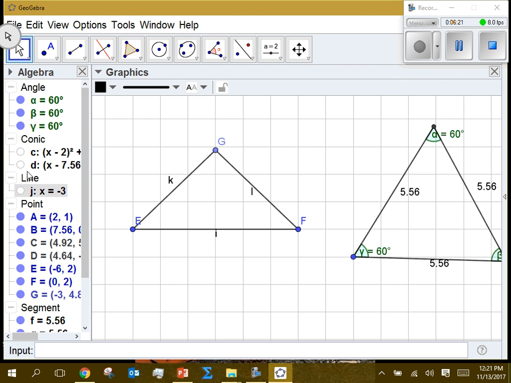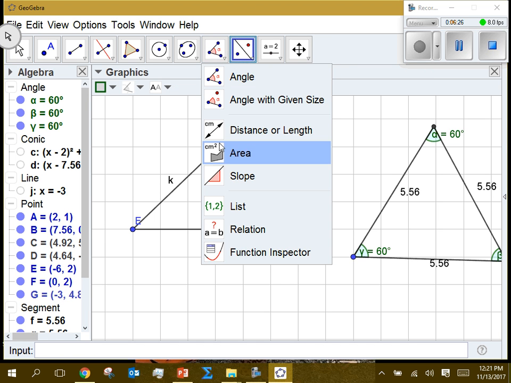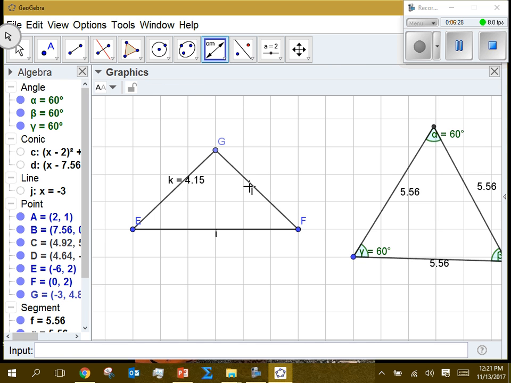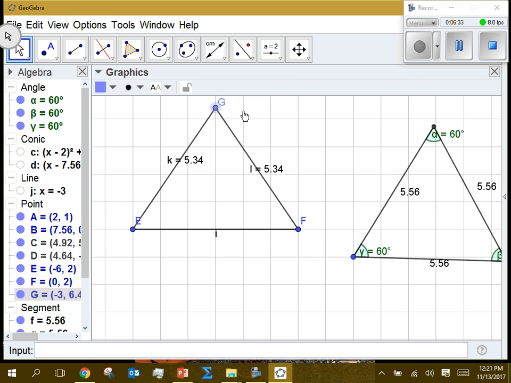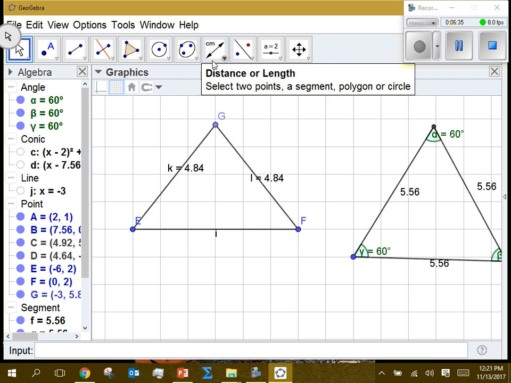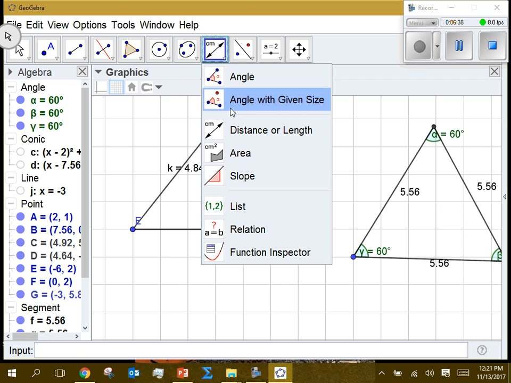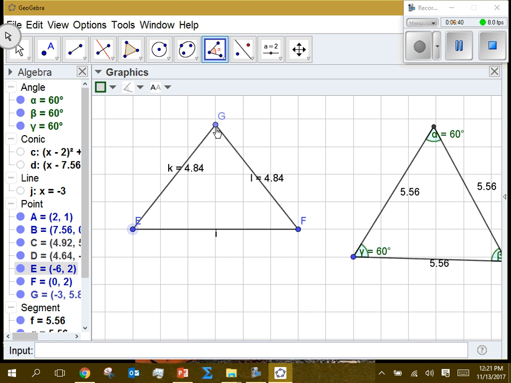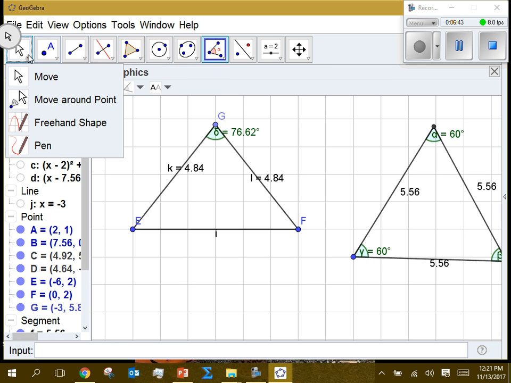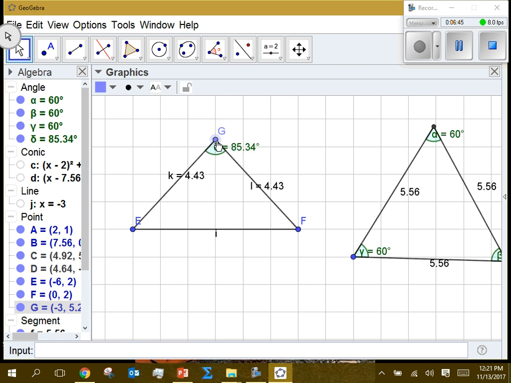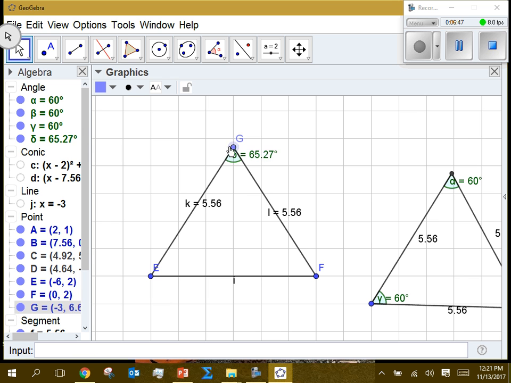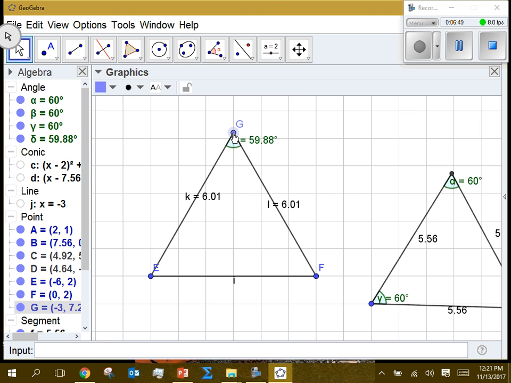I'm going to hide that line. Okay. Would you agree that that is isosceles? No matter how I move, G is going to maintain isosceles, right? But if I ask it for that angle right there, is it 60 degrees? No. Okay. I can make it 60 degrees. Maybe. I can get close to it, I guess. Close enough. So we can get there, okay?